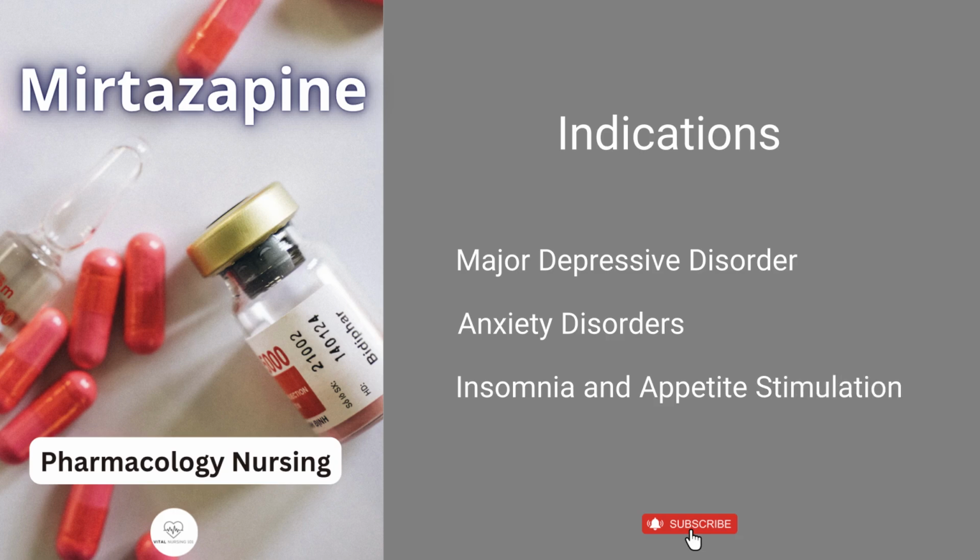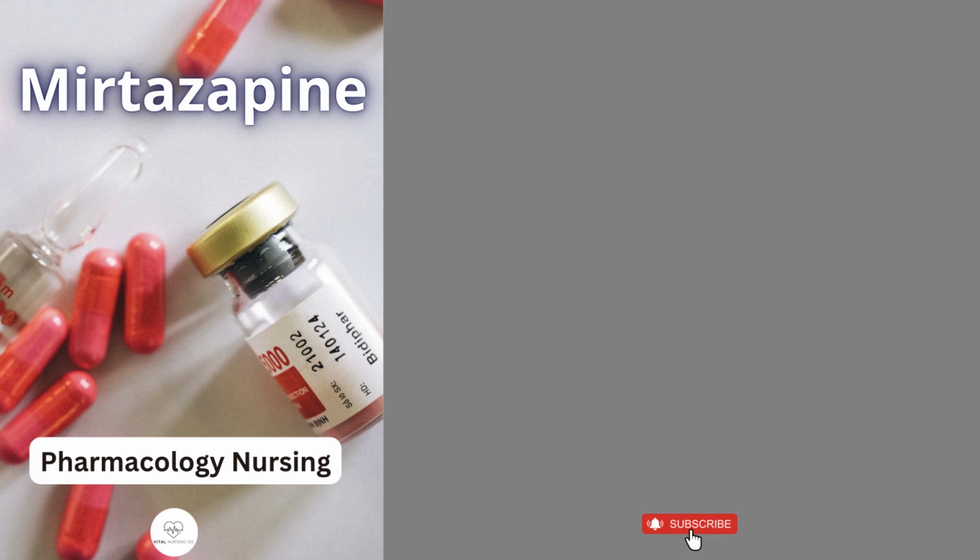Starting with indications. Mirtazapine is primarily prescribed for major depressive disorder, anxiety disorders, insomnia, and appetite stimulation. Major depressive disorder. It's commonly used to treat depression, especially in patients with sleep disturbances or loss of appetite. Anxiety disorders, including generalized anxiety disorder and social anxiety disorder. Insomnia, used off-label due to its sedative properties. Appetite stimulation, off-label for patients experiencing anorexia or cachexia, often related to cancer or chronic illnesses.